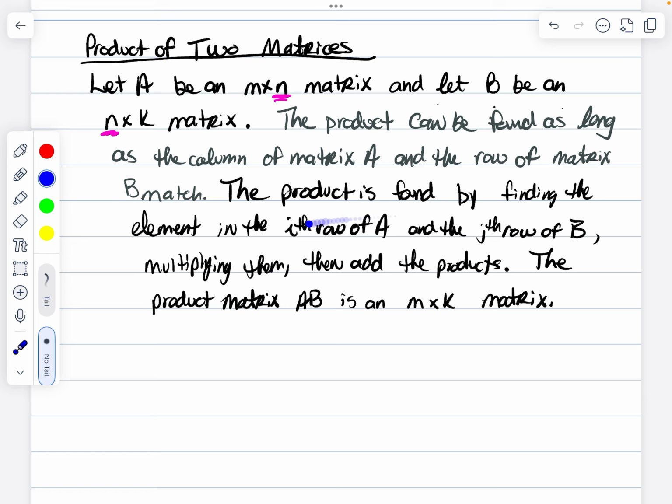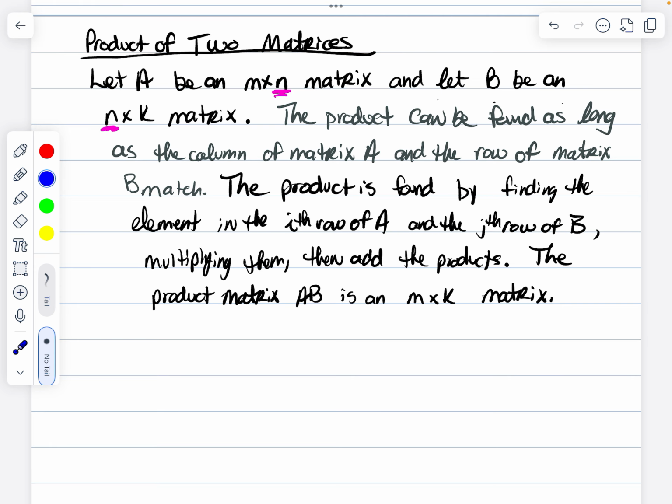So the product is found by finding the element in the ith row of A and the jth column of B. We multiply them and then add the products. The product matrix AB now has the size of m by k. So it has the number of rows of the first matrix and the number of columns of the second matrix. That's what happens. As always, let's do an example because I think it'll make much more sense once we have an example.